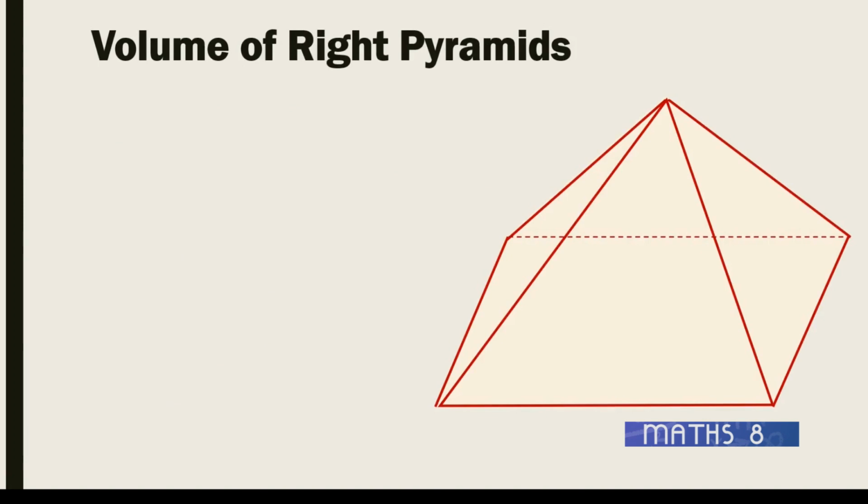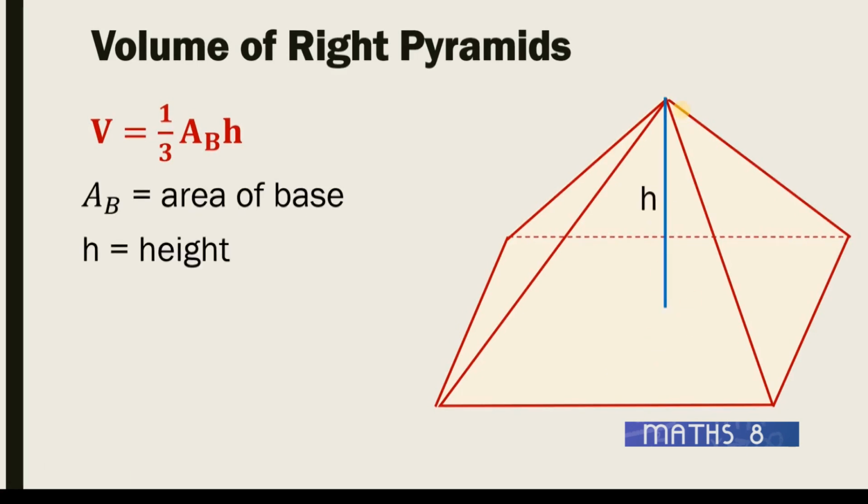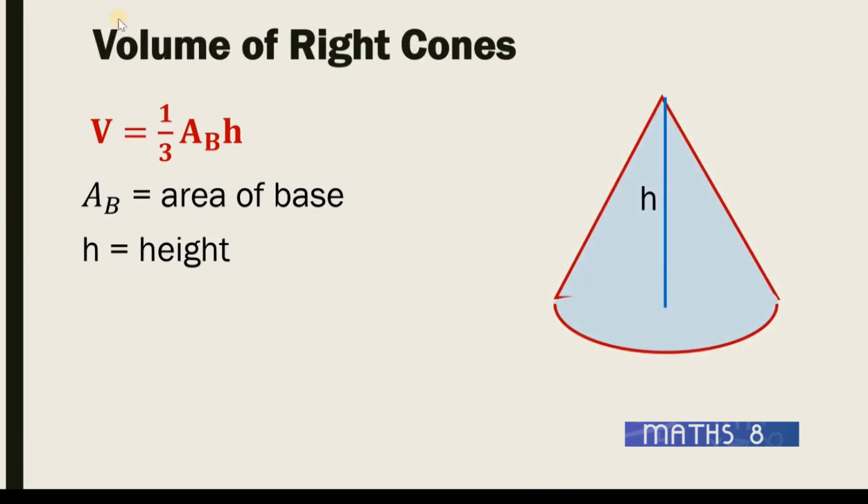There's also a formula for the volume of a right pyramid and a cone. The volume is 1/3 times the area of the base times the height, and this h is the vertical height or altitude. For a cone, again, this has a special value. AB this time is the area of the circle, which is pi r squared. So we can write that the volume is 1/3 times pi r squared times h.